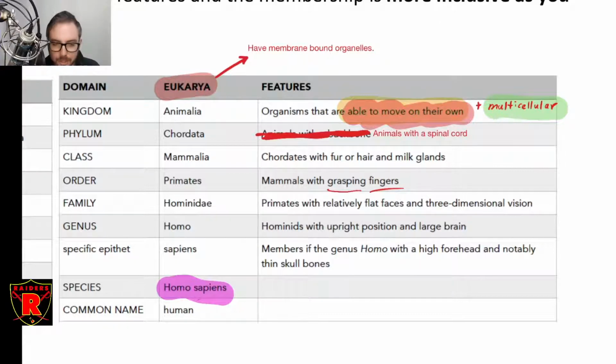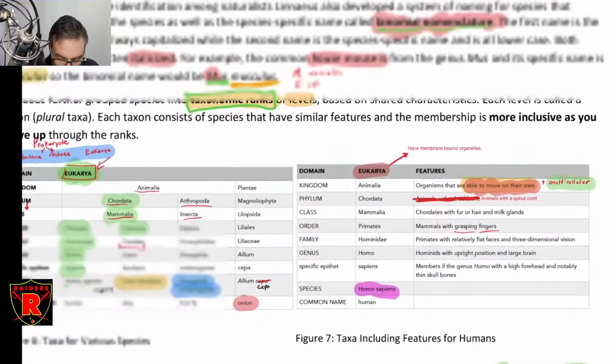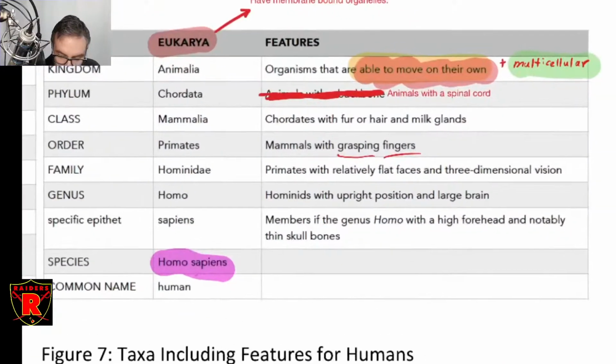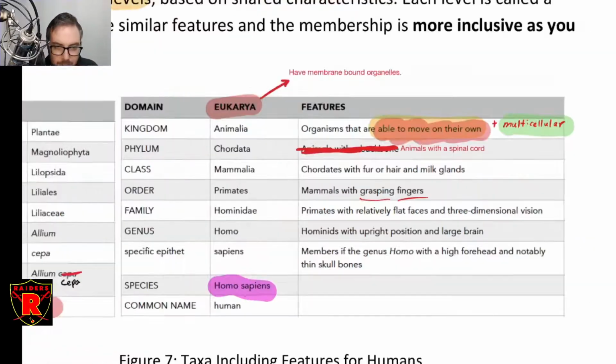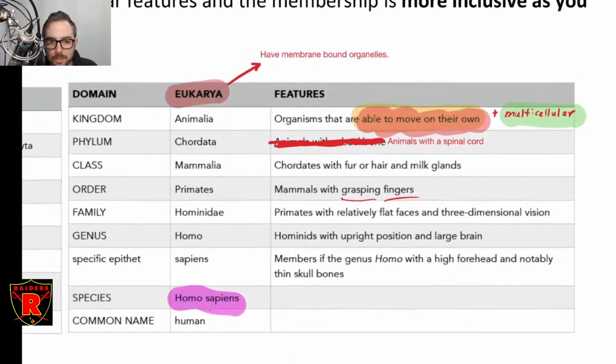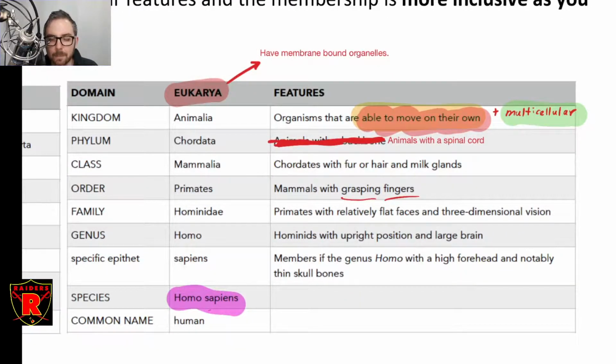Okay, so I'm going to go through the ranks for humans, and then I'm going to go through some other species and show you what their particular ranks look like, so you can see what groups they're placed into. And this is all based on characteristics. Initially, Linnaeus' system was based on morphology. We've already talked about morphological species classification, the idea that you have to look at their characteristics to classify them.